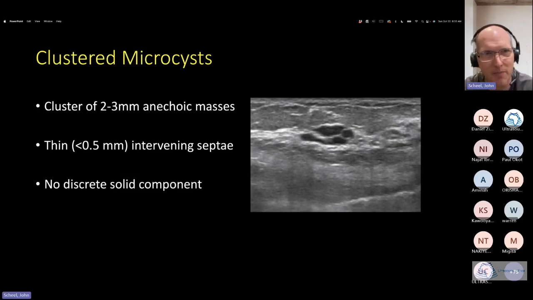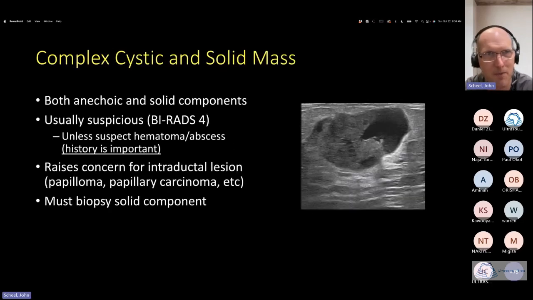Cluster of microcysts, you can see that these are little tiny anechoic areas separated by septations. They have very thin intervening septations. And there's no discrete solid component. If there's a solid component, you have to treat it like a mass and biopsy it, but otherwise you can just let it go as a cluster of microcysts.